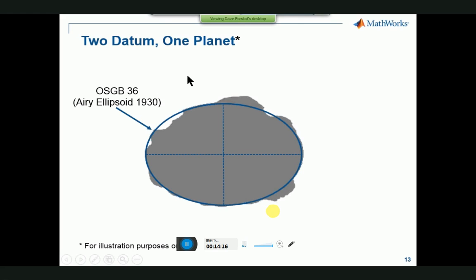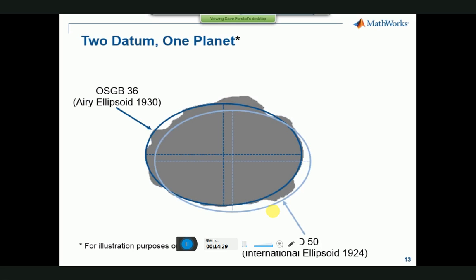But meanwhile, not too much longer after this datum definition, World War II happened, and the European countries needed to be able to effectively communicate position. And so another datum was created, the European datum of 1950, and it was based off an international ellipsoid of 1924.